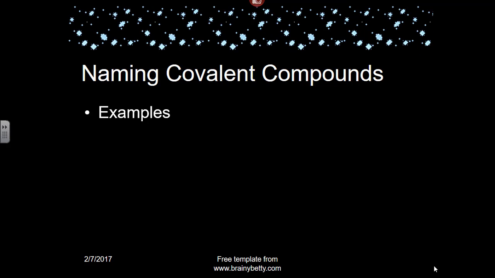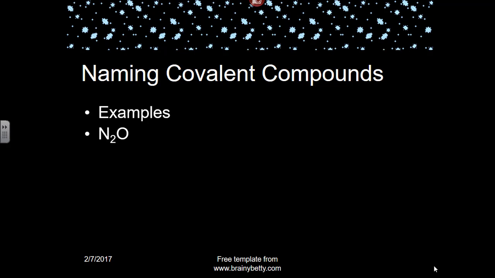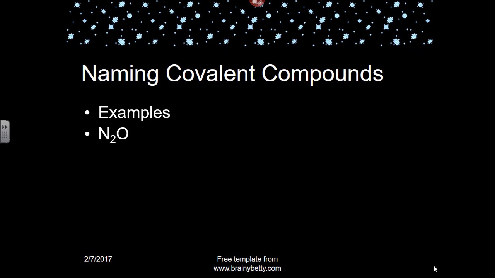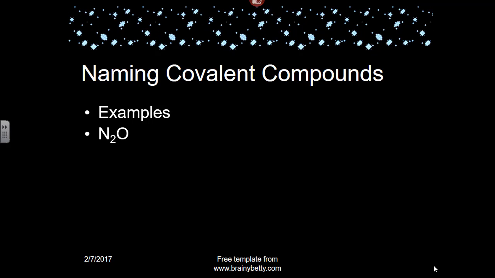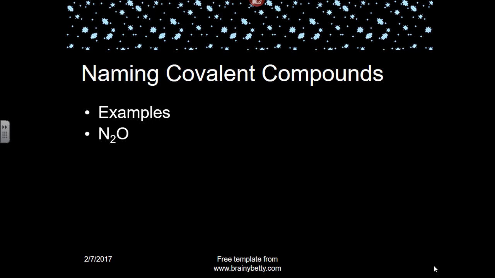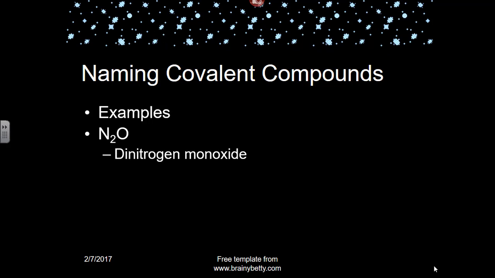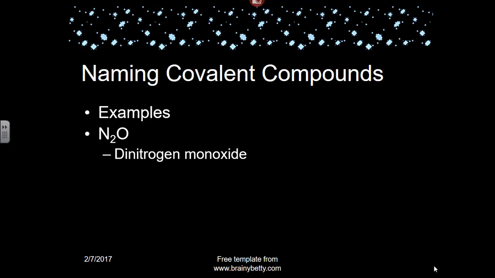So let's do some examples. N2O. The first element is named with the full element name, nitrogen. The second element is named as if it was an anion, oxide. Now we need to put in prefixes. How many nitrogens are there? 2. That prefix is di. How many oxygens are there? 1. And it's the second element, so that prefix is mono. So this compound becomes dinitrogen monoxide. Notice how with the mono and the oxide, we drop the second O. It makes it read a little bit more smoothly.